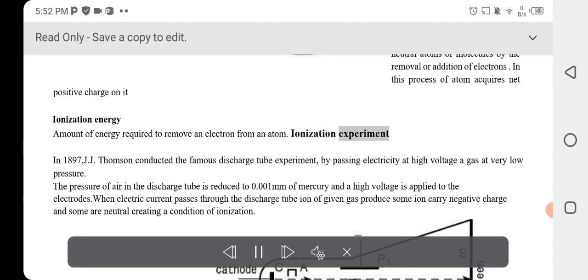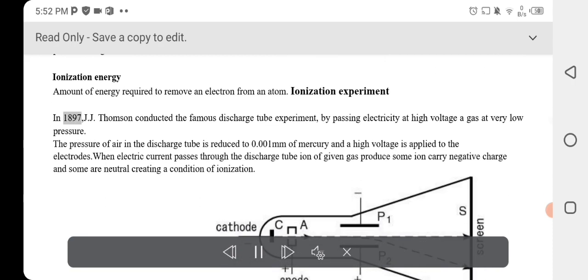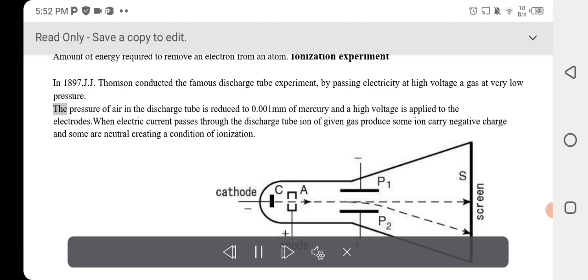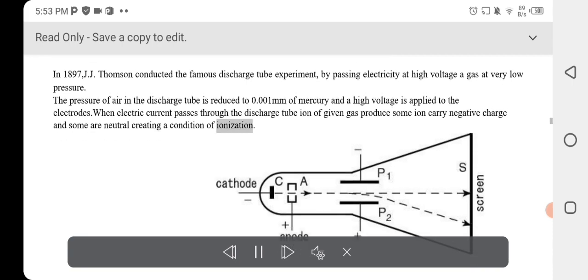Ionization experiment. In 1897, J. J. Thomson conducted the famous discharge tube experiment by passing electricity at high voltage through a gas at very low pressure. The pressure of air in the discharge tube is reduced to 0.001 millimeters of mercury, and a high voltage is applied to the electrodes. When electric current passes through the discharge tube, ions of the given gas are produced. Some ions carry negative charge, and some are neutral, creating a condition of ionization.